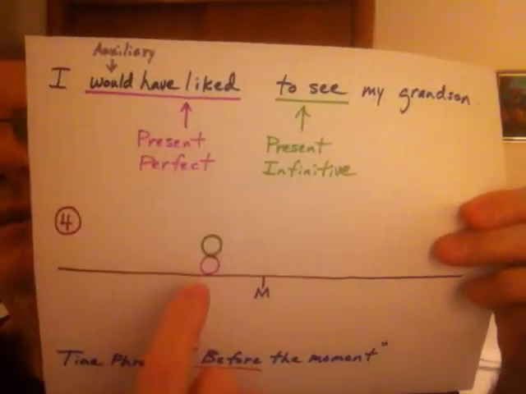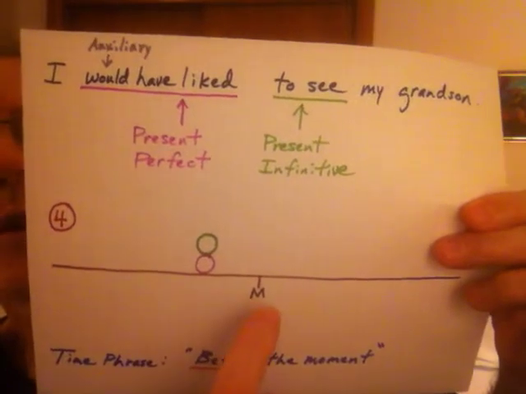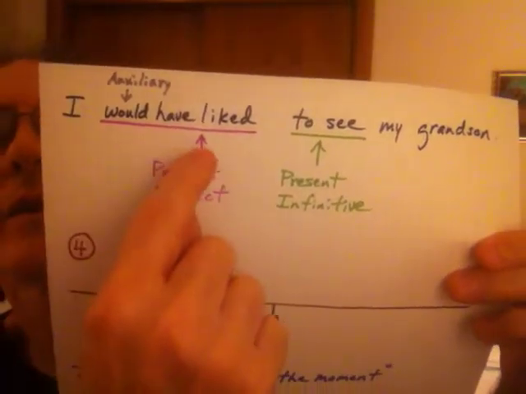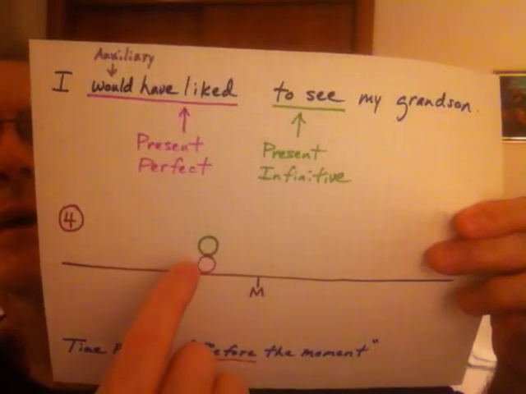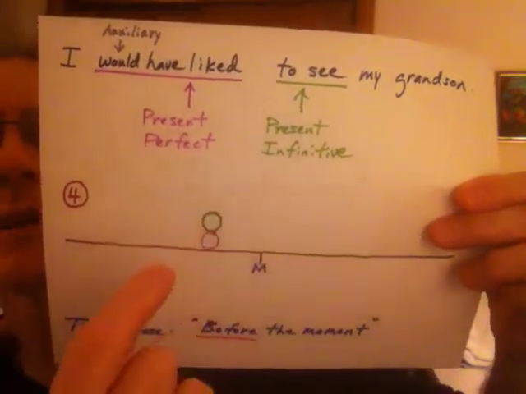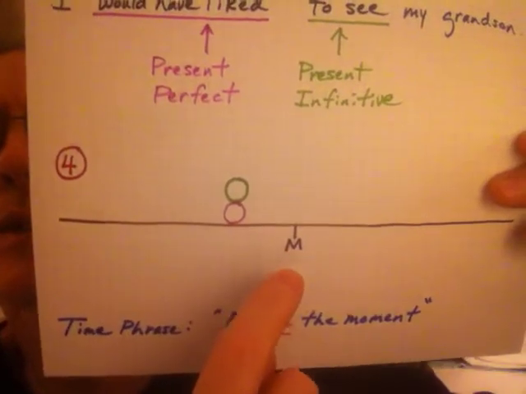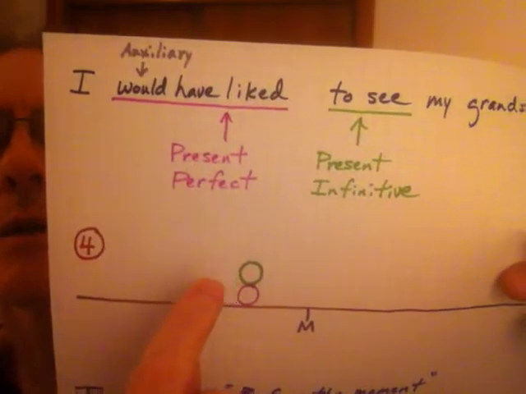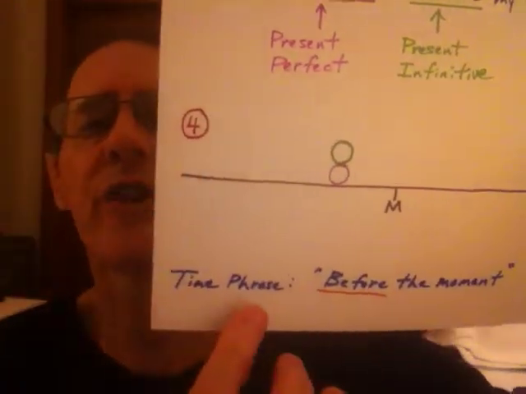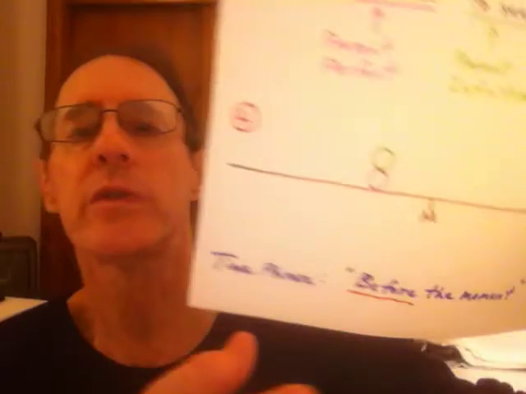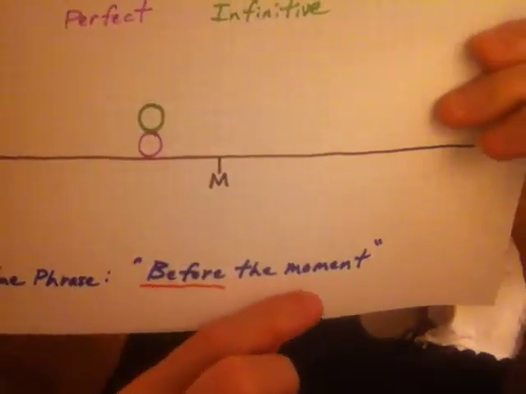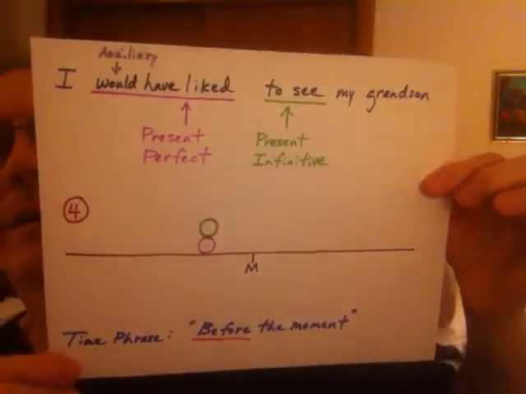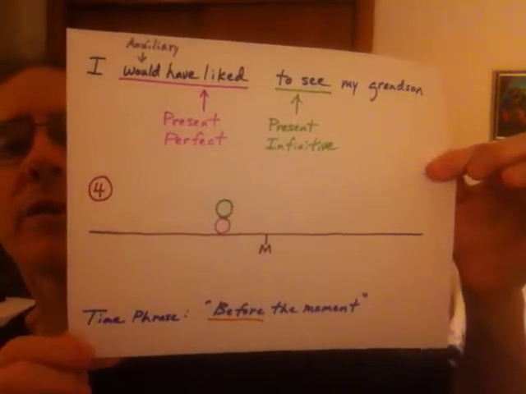I would have liked, all right, that comes before the moment of speech. I would have liked to see, all right, also before the moment of speech. So you see on your timeline, moment of speech, you see your liking in the pink and your seeing in the green. So that changes your time phrase. Now the key words in your time phrase are before the moment. Before the moment. All right, hope you can see that. Still using my little iPhone 4. God bless it, it still works.